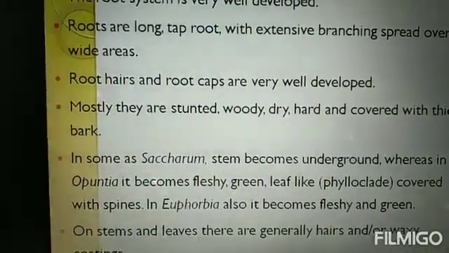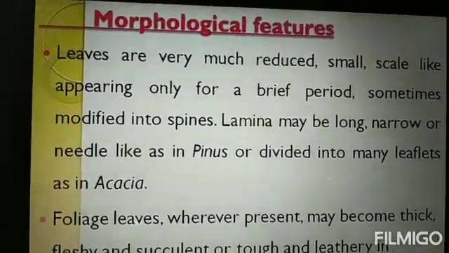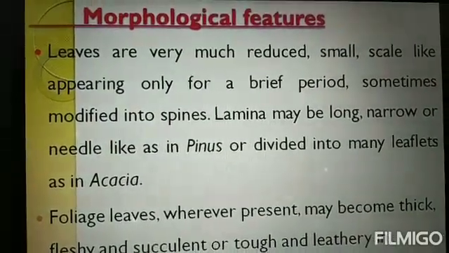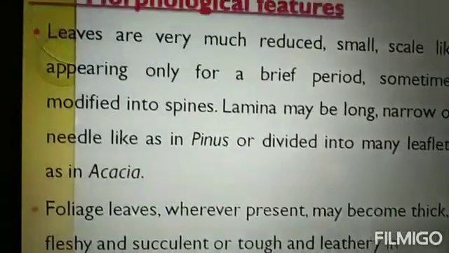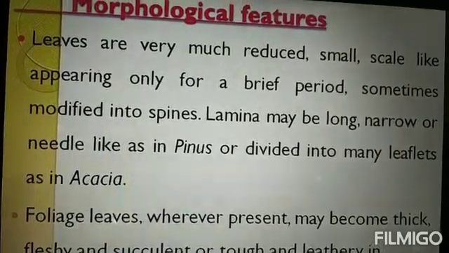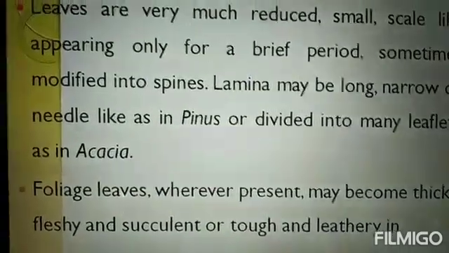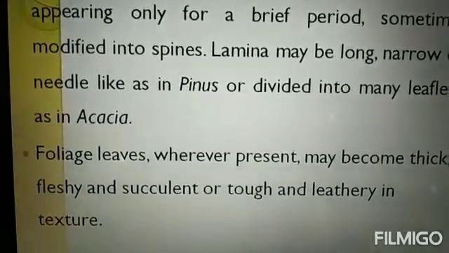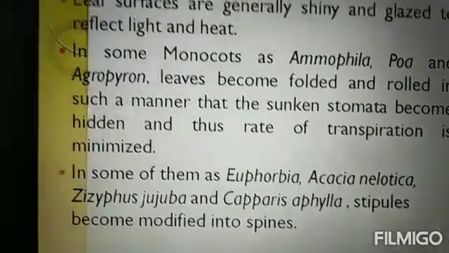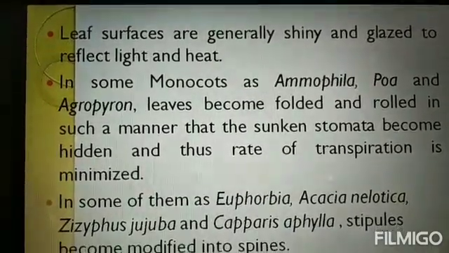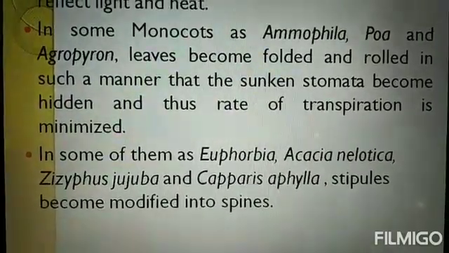Usually examples of xerophytes are Euphorbia and Opuntia, and the leaves are highly reduced and modified into scales. The lamina may be long or narrow, needle-like. In the case of Pinus, the leaf is completely modified into needles, or sometimes the leaflet is modified, or the leaf is modified into foliage leaves. So many plants are modified in different ways for ecological conditions to overcome these xerophytic conditions.